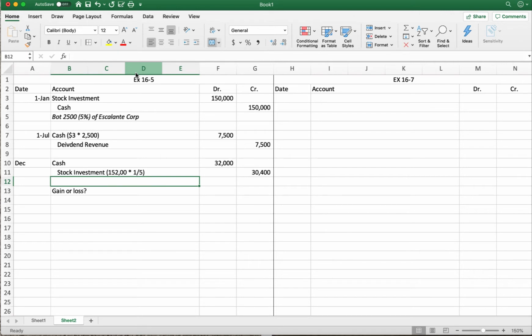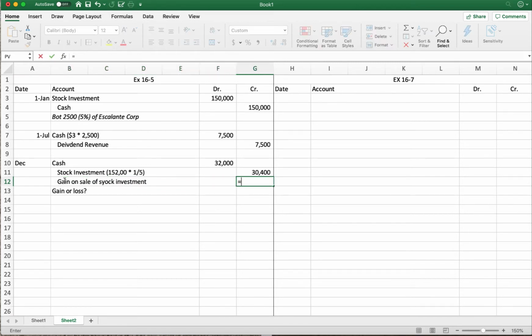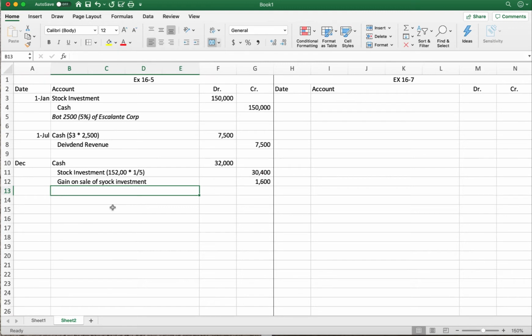That ends up being $30,400. So we're getting more cash than the investment's worth. Guess what? We have a gain, right? So we need to credit gain on sale of stock investment. And all we have to do is just subtract the two, right? And if my math is right, that should be $1,600, and it is. Okay?